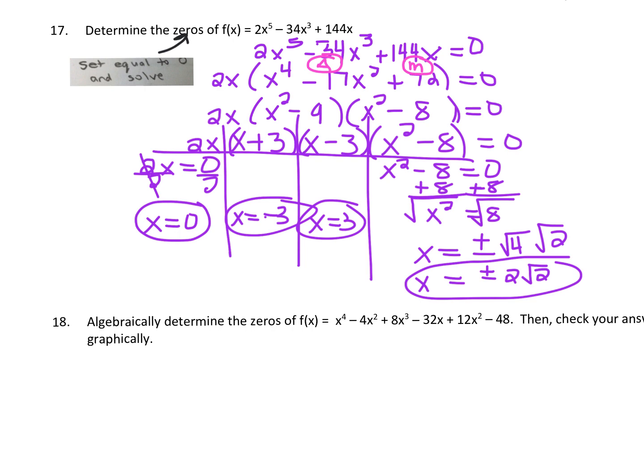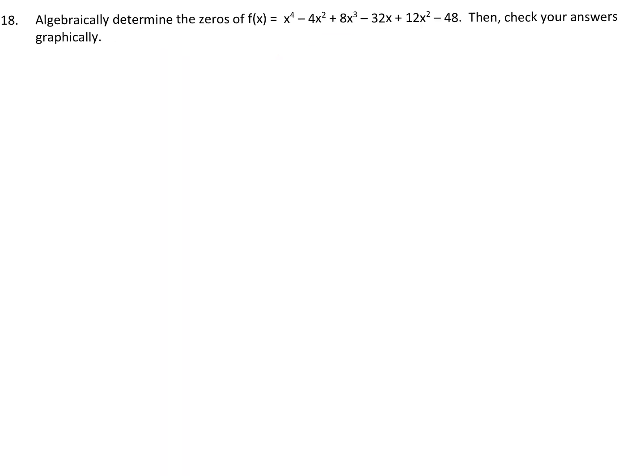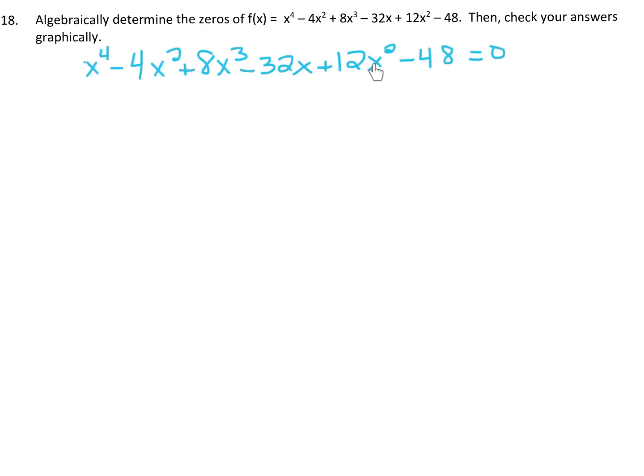Okay, and then finally, let's take a look at number 18. Okay, so this one tells us to algebraically determine the zero. So that means we have to set this equal to 0 and solve. And then when we're done, we're going to check our answers graphically. So we're just going to sketch a graph of this and make sure that the zeros we get are the same things as the x-intercepts of our graph. Okay, so first thing I want to point out, this is not in standard form.